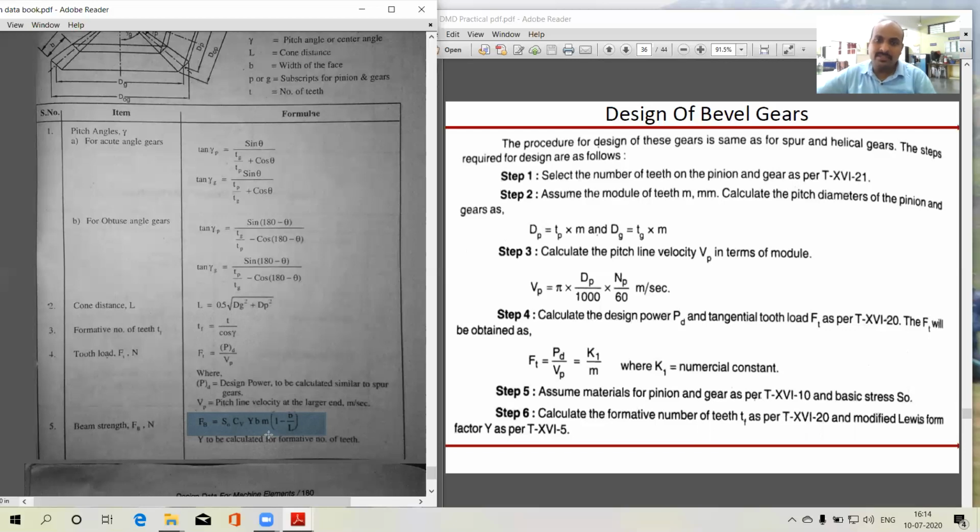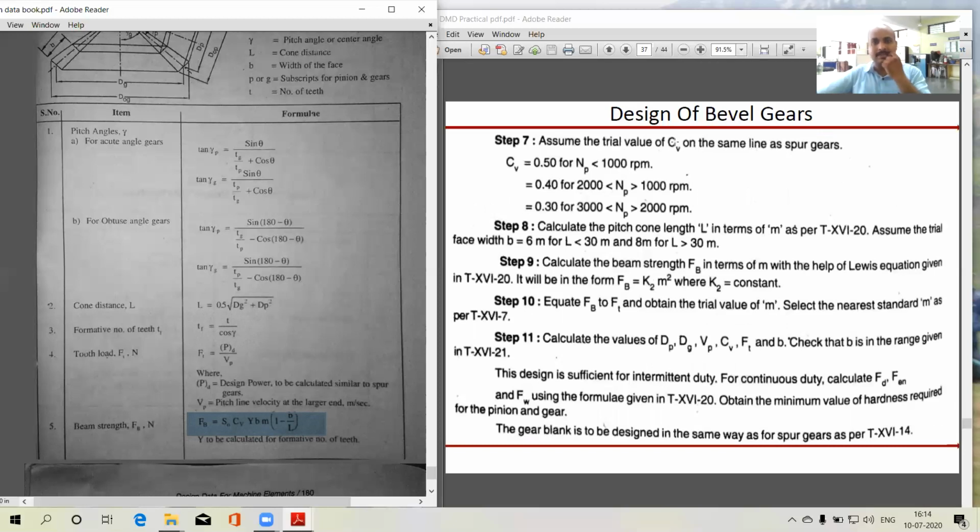Velocity factor. That velocity factor, some range is given here in the design. Assume the trial value of velocity factor using NP, that is NP is rotation of pinion or speed of pinion. If speed of pinion is less than 1000 RPM, you can have a CV value of 0.5. Likewise, if your speed is in the range of 1000 to 2000 RPM, you should select the CV as 0.4, and 0.3 for the speed 2000 to 3000 RPM. Accordingly, you have to choose the value of CV.